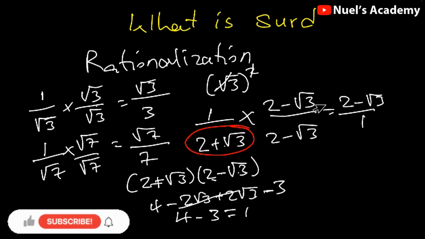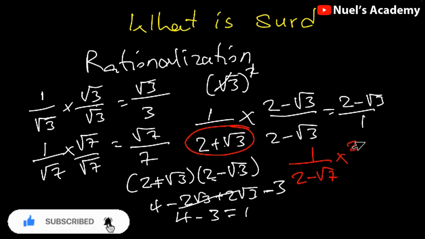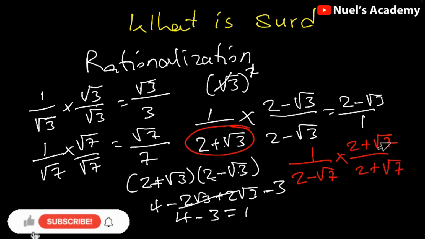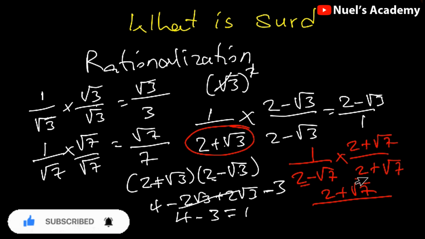So if you have 1 over 2 minus root 7, to rationalize this, we just change this negative sign to a positive sign and multiply both the numerator and denominator with it. So 1 times 2 plus root 7 is equal to 2 plus root 7. Then over 2 minus root 7 multiplied by 2 plus root 7: 2 times 2 will give you 4. Then minus, we take one of these radicands, which is 7.